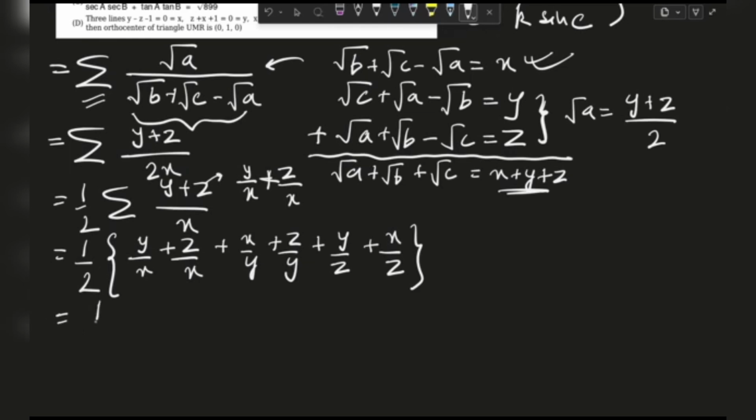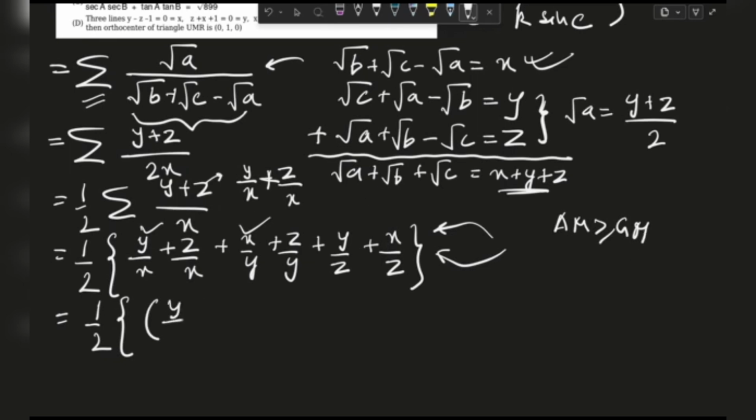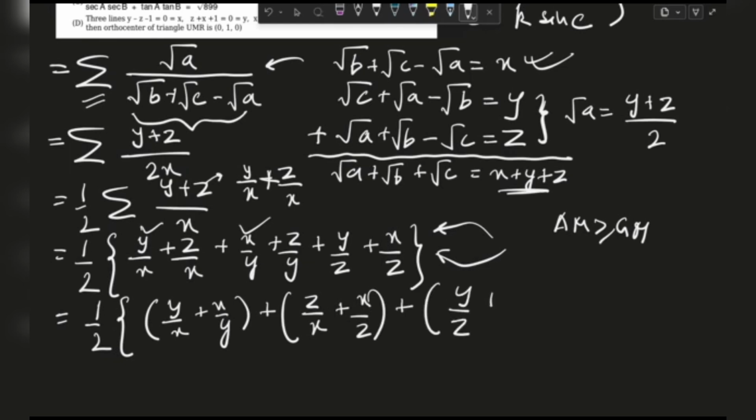Now, as we have to find the minimum value, and we can see y by x and x by y are present, this step becomes really tasty to apply AM greater than or equal to GM. We just have to arrange it in pairs. So we can arrange it like this: y by x plus x by y, then z by x plus x by z, then y by z plus z by y, and so on.